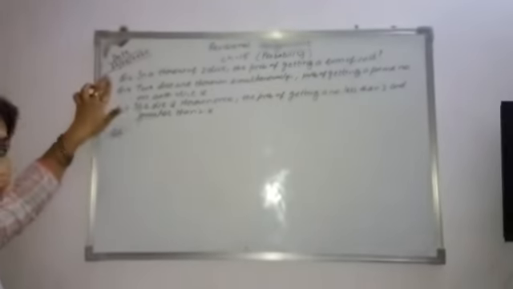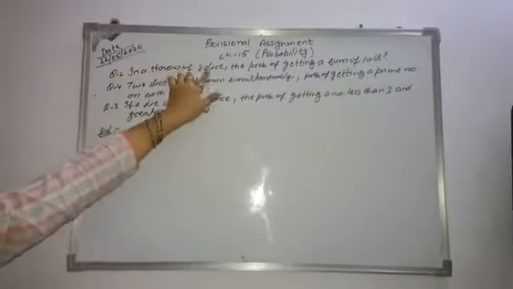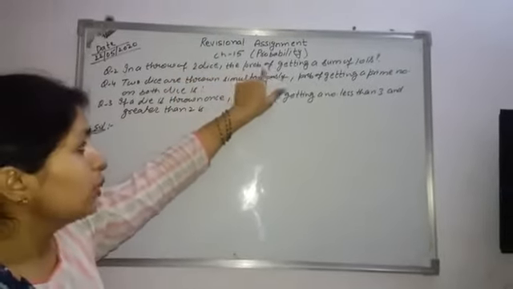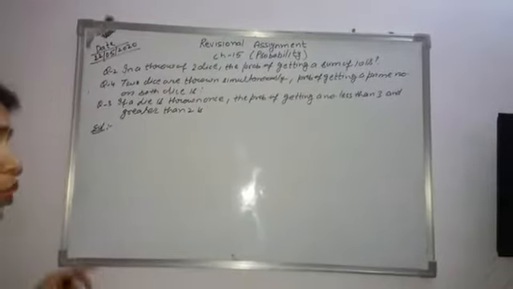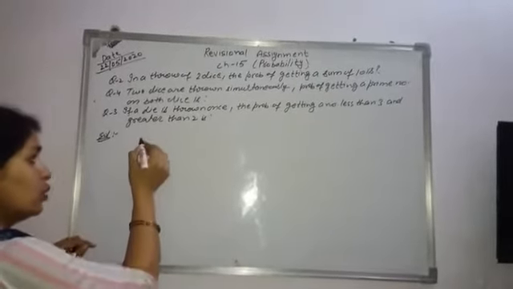On the basis of a die, we have this second question: in a throw of two dice, the probability of getting a sum of 10 is? Now in case of two dice, how many total cases do we have?